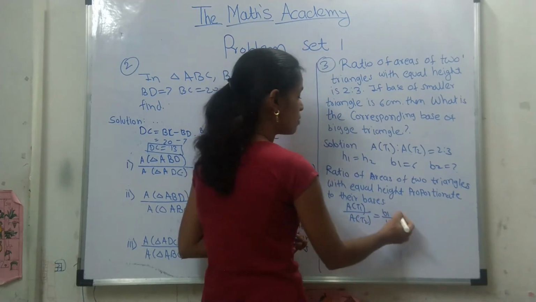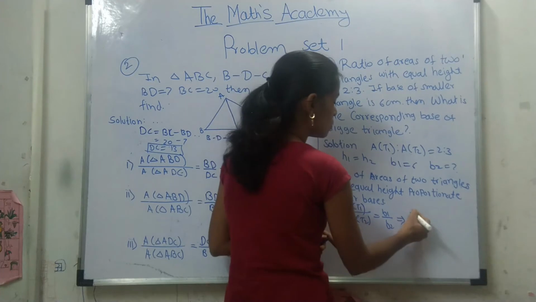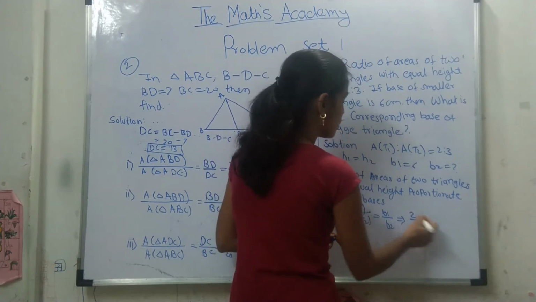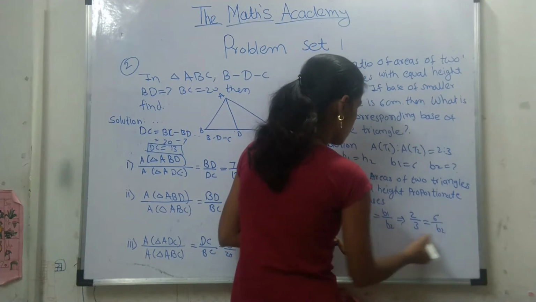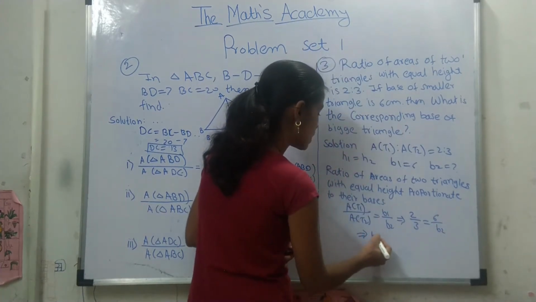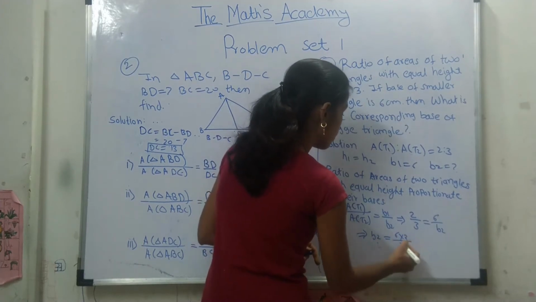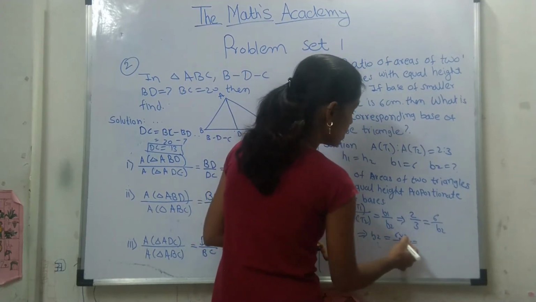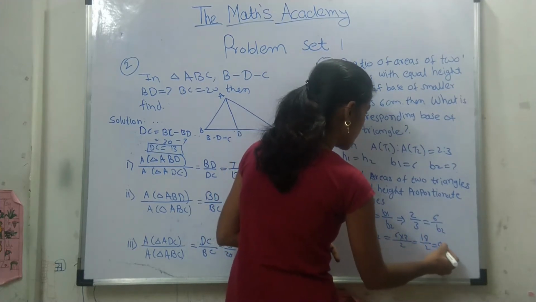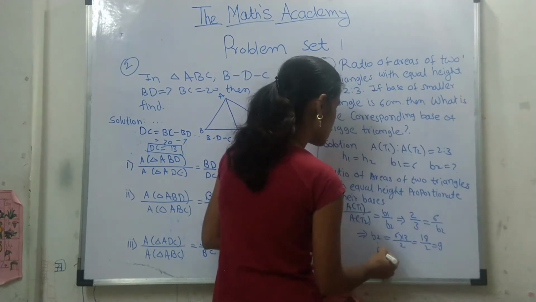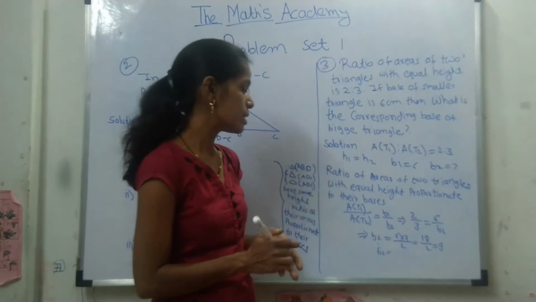Now substitute the values that we know. We know that area of T1 upon area of T2 is equal to 2/3. It is equal to B1 upon B2. B1 is 6 and B2 we have to find. So by doing the cross multiplication, we will get B2 is equal to 6 multiplied by 3 upon 2. That is equal to 6 3s are 18 upon 2, that is equal to 9 units. So the base of the second triangle, that is the corresponding base of the bigger triangle, is 9 units.